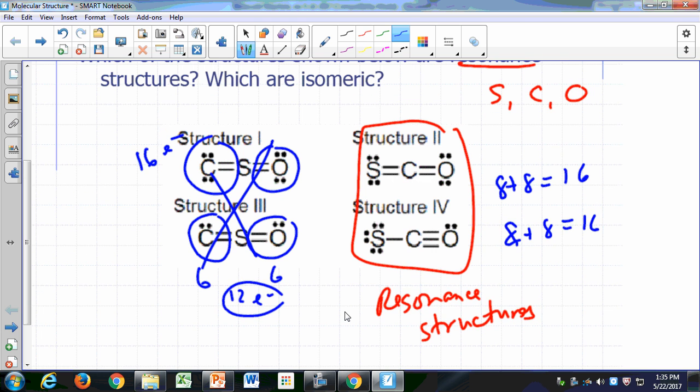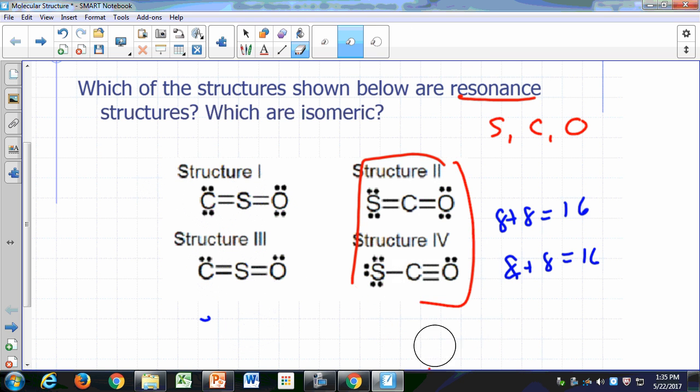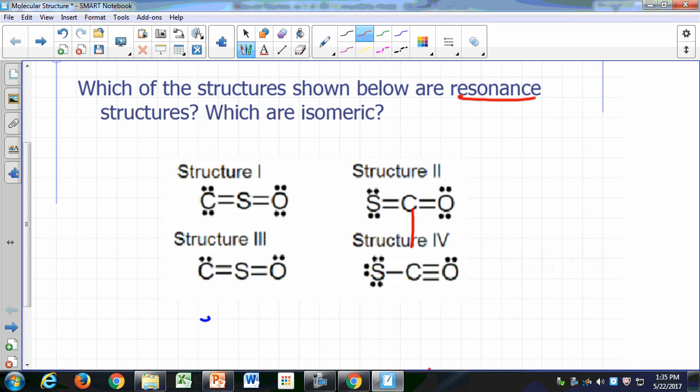Now let's take a look at isomeric structures. For isomers, the connection between the atoms must be different. So these two can't be isomers, and these two cannot be isomers. Let's take a look at this pair right here. Can these two be isomers?